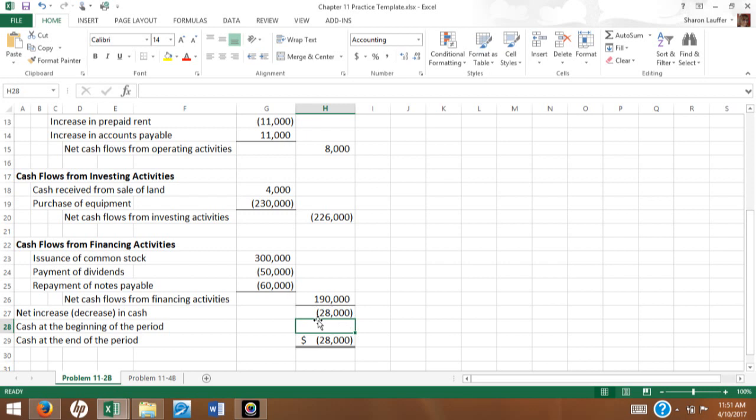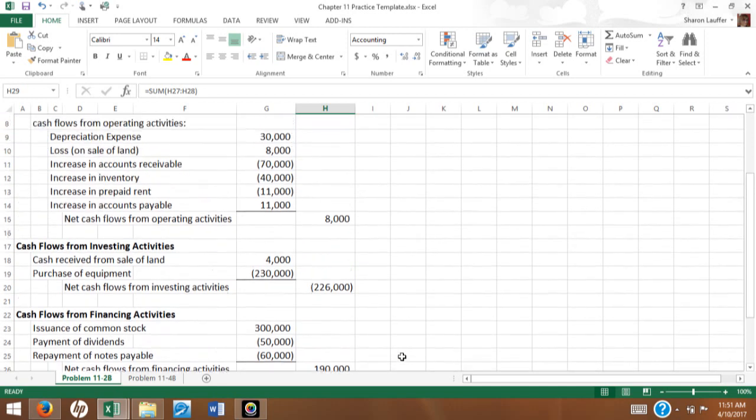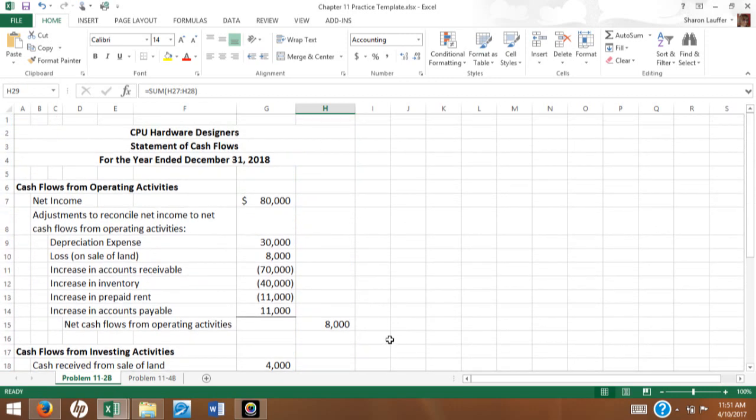The cash at the beginning of the period, that's actually listed in the instructions. So we had $90,000 at the beginning of the period. And if we take the decrease in cash plus the cash at the beginning of the period, we should have the cash at the end of the period, which is $62,000. And I had mine calculating in the template, but that matches what they tell us in the problem. So we are correct in that. And that is all there is to this particular problem.